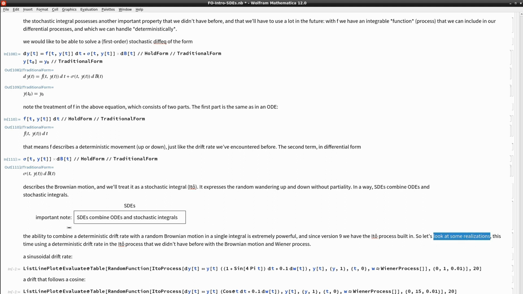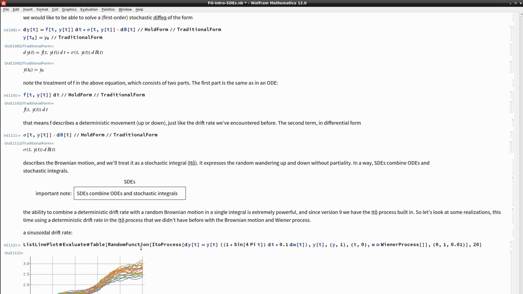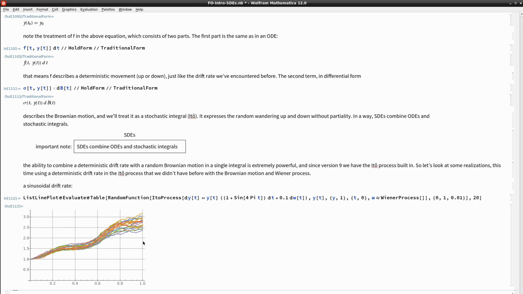Let's look at some realizations, this time using a deterministic drift rate in the Ito process that we didn't have before in the Brownian motion or the Wiener process. So let's just define a sinusoidal drift rate, right? We use dy equals y times the deterministic function here. Look at this factor in front of the time differential. This is a deterministic time-dependent function that we have in front of the time differential. And we have a constant number for the function sigma, our deterministic function sigma, in front of the Wiener process. All right, let's plot it, and we see that we have a time evolution that has random noise, a Wiener process as random noise, with a deterministic function for the deterministic part.